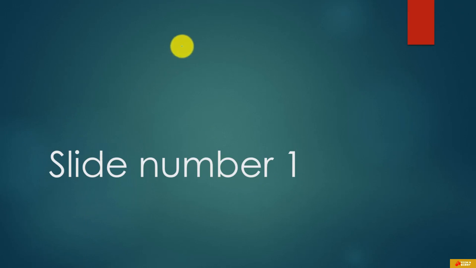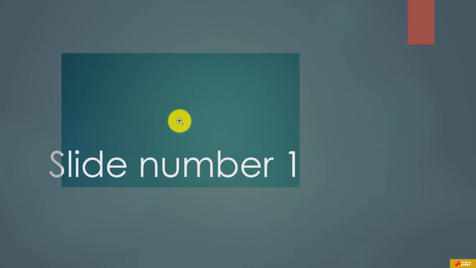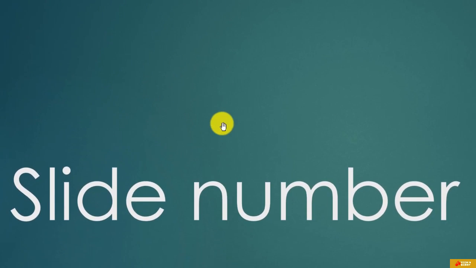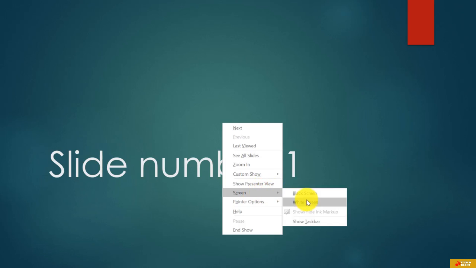If I just right click here, again you will see all the options here also. You can zoom in here. If you want to zoom in at a specific area, you can zoom in here. If you right click, it will zoom out again. You can also run your custom slideshow and show presenter view. And you can change the screen to black and white.